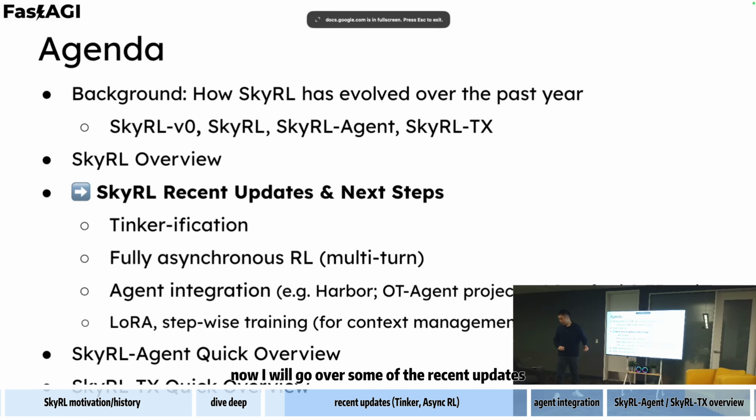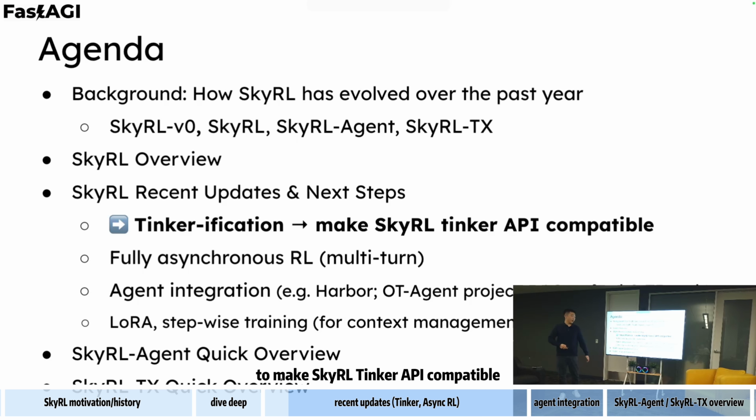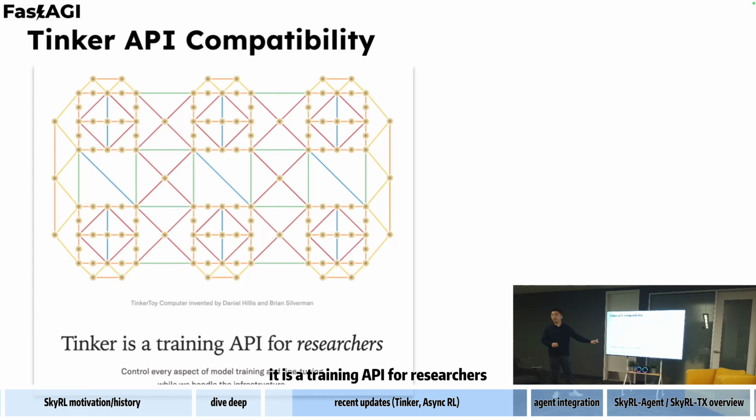Now I will go over some of the recent updates and the next steps that we're thinking about. The first one is Tinker-ification. What I mean by Tinker-ification is to make SkyRL Tinker API compatible. So what is Tinker? Thinking Machines Lab released Tinker last year around October. It is a training API for researchers.